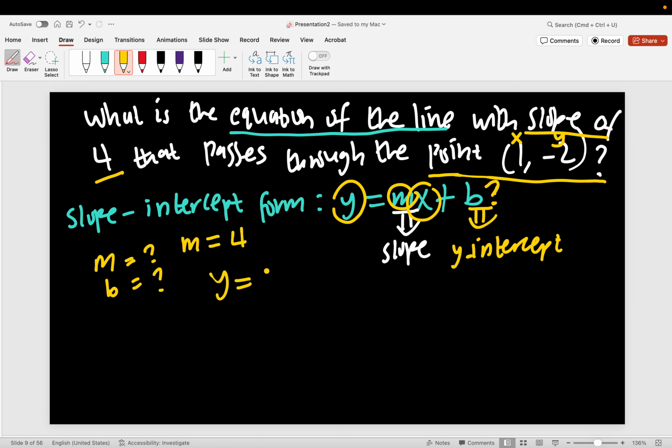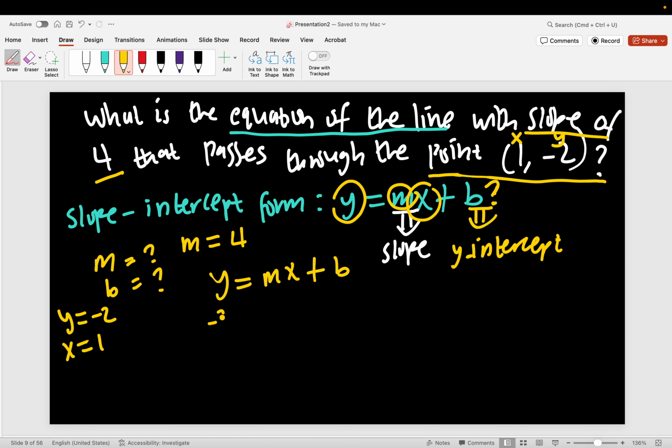So y equals mx plus b, right? We know what y is. Maybe I should write it over here. Y is -2 from this point, and x is equal to 1 also from this point. So instead of y, I'm going to put -2. Instead of m, I'm going to put 4. And instead of x, it's going to be 1.